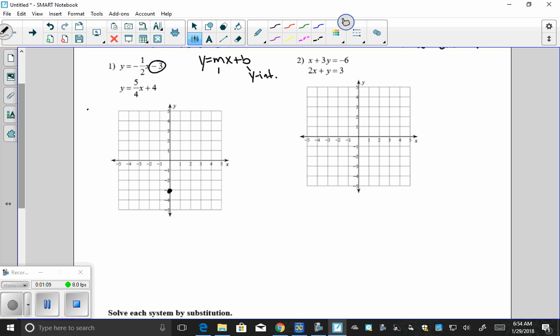M is your slope. So that means my slope is -1/2. So from my point, I'm going to go down 1, right 2. Down 1, right 2. And then because I still have room, I'm going to go the other way. I'm going to go up 1, left 2. Up 1, left 2. And connect my points.